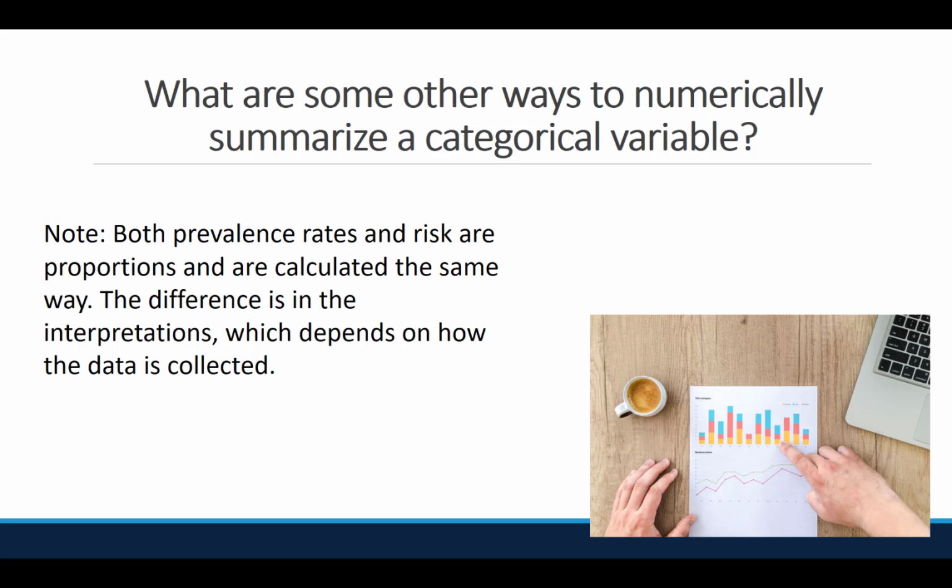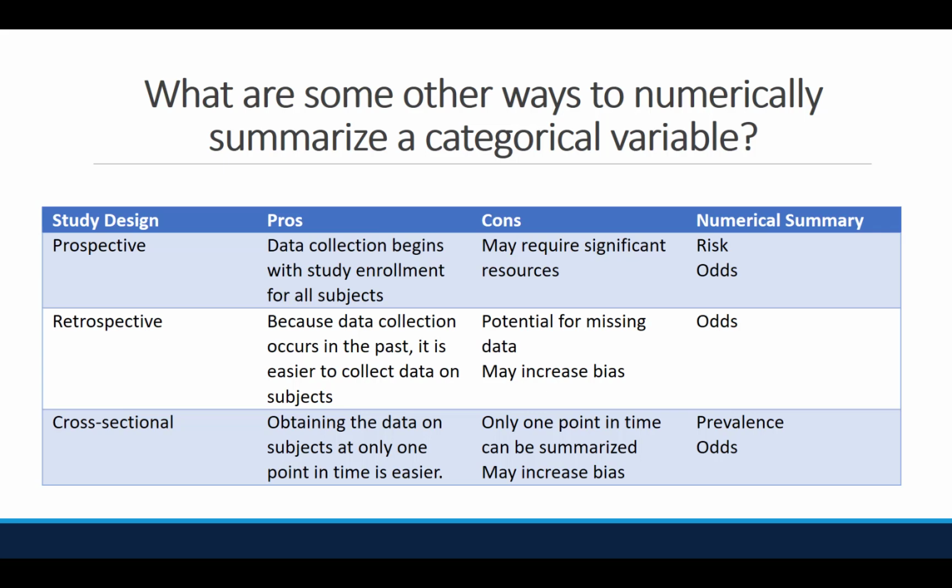Note that both prevalence rates and risk are proportions that are calculated the same way. The difference is in the interpretations, which depend on how the data is collected. This table summarizes different study designs we saw previously and the appropriate numerical summaries. So notice whether the study is prospective, retrospective, or cross-sectional. Just as a reminder, prospective is when data collection begins in the past, retrospective is the future, and cross-sectional is at a single point in time. Odds are appropriate for all three of these scenarios, whereas the risk is only appropriate for prospective studies and prevalence is appropriate for cross-sectional studies.